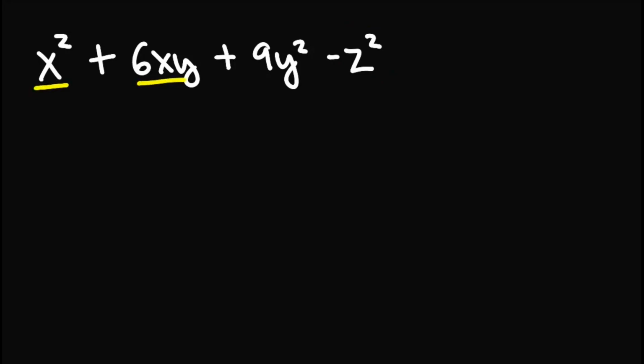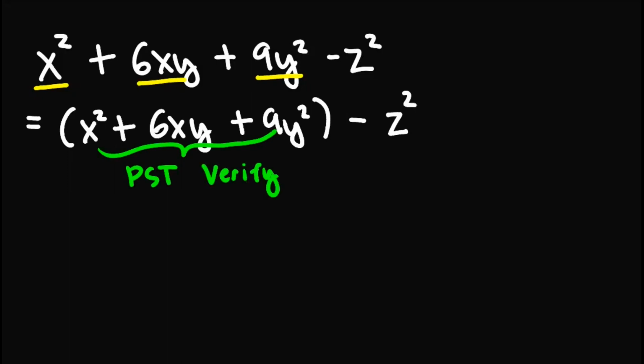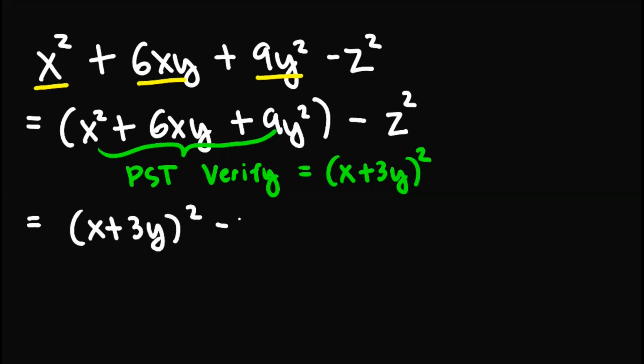Specifically, these 3. So this can be written as x squared plus 6xy plus 9y squared minus z squared. And observe again that these 3 actually form a perfect square trinomial. You can verify that applying the perfect square trinomial, this one is equal to x plus 3y squared. So this becomes x plus 3y squared minus z squared.